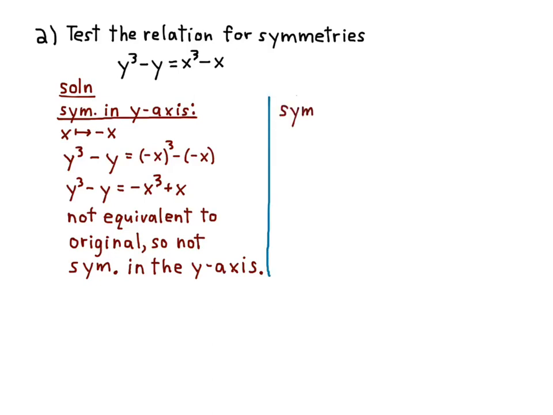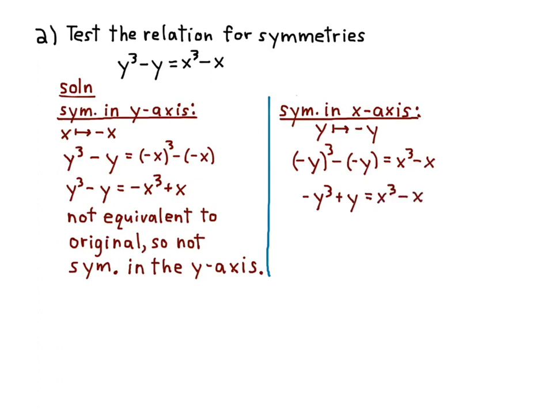Okay, and then we test to see if it's symmetric in the x-axis. And I would write this out just like this. What I'm doing is I'm saying what I'm doing, and then I do it so I can keep track on my paper of what I've done, what I haven't done, and I can keep track in my mind of what the test is. How does it work so that I'll remember it later? So I've got symmetric in the x-axis. Change y to negative y in the original formula. So I get negative y in parentheses cubed minus negative y in parentheses equals x cubed minus x. And you simplify that and you get negative y cubed plus y equals x cubed minus x.